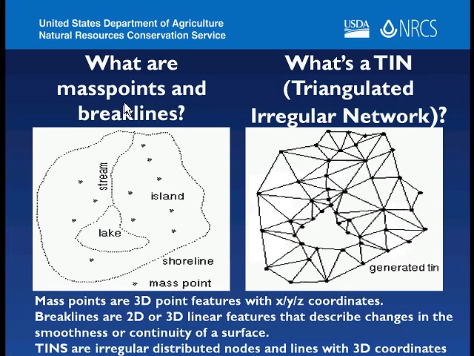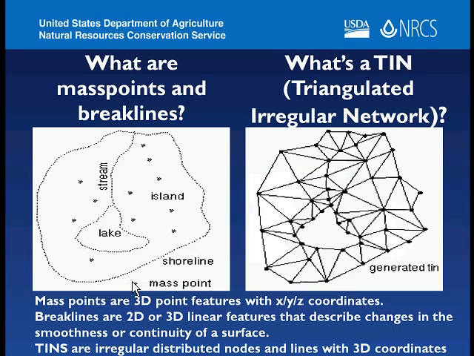LiDAR makes mass points. It's kind of like a shotgun blast of laser beams. So these points are indiscriminate, and they shoot across the landscape. That's called a mass point. If you're interested in very dramatic, sharp breaks and features like a water body or a shoreline, you actually have to digitize extra features called break lines that show these transitions between the water and the land.